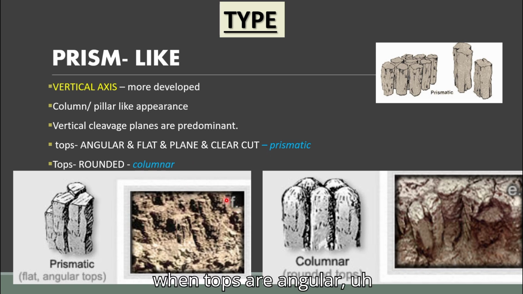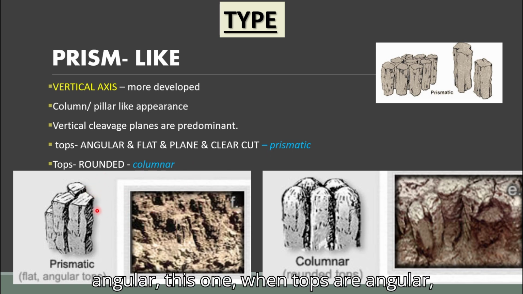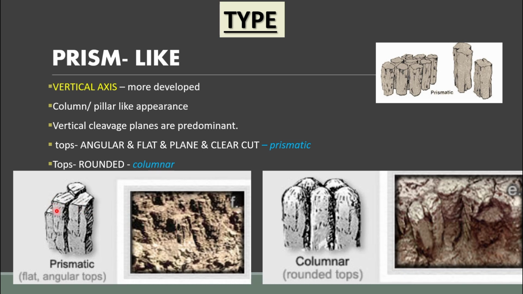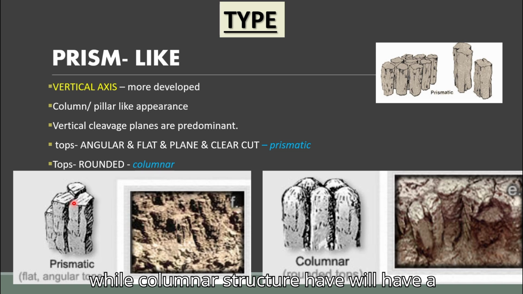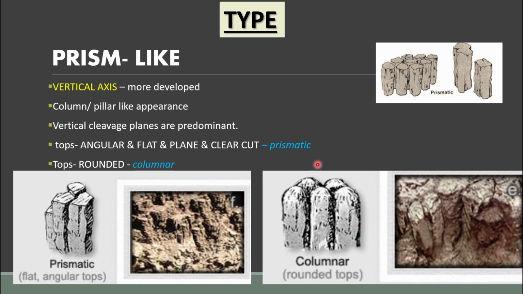When tops are angular, flat, and give a clear cut, we call it prismatic. But when the top is rounded, we call it columnar. So remember this: the prismatic structure will have a flat top, while the columnar structure will have a rounded top. Okay.